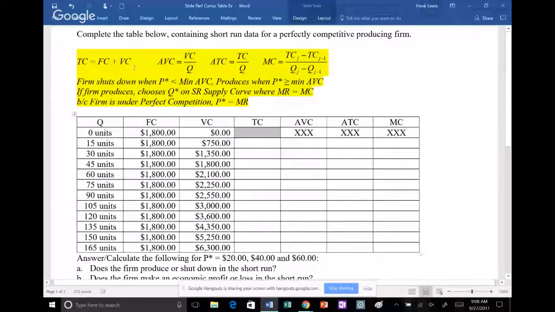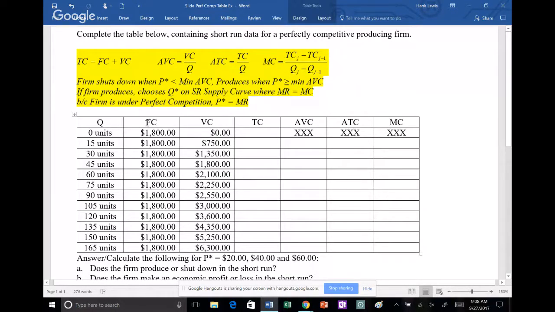And what we have here is a little reminder of the formulas. Total cost equals fixed plus variable cost. Average variable cost is variable cost divided by quantity. Average total cost is total cost divided by quantity, and marginal cost is the change in the total cost divided by the change in the quantity, where J is current row and J minus 1 is previous row. Now let's talk about completing the table here.